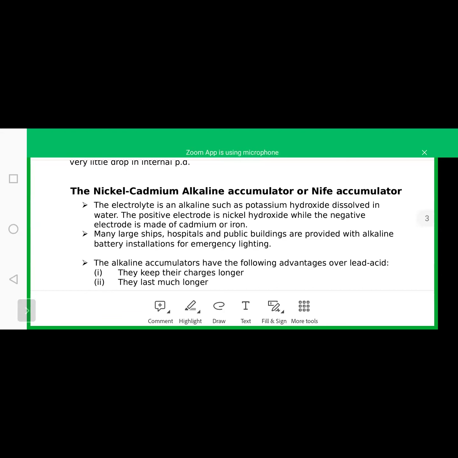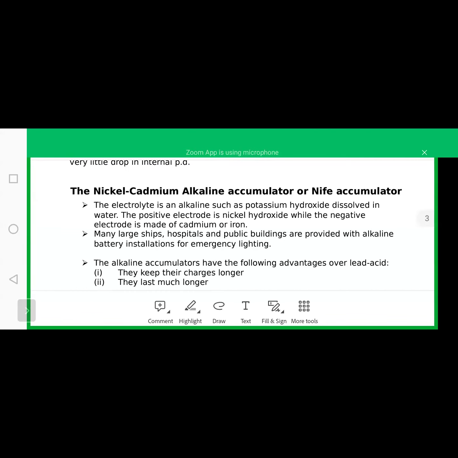I could give the alkaline accumulators and then the lead acid accumulators. I think the alkaline ones require no special maintenance, while the other ones require special maintenance. And the alkaline ones may be left uncharged for a long time without being damaged. The other ones get damaged if left uncharged for a long time.